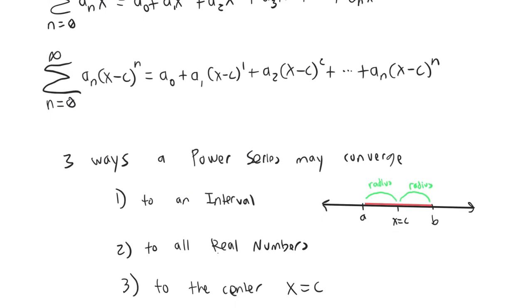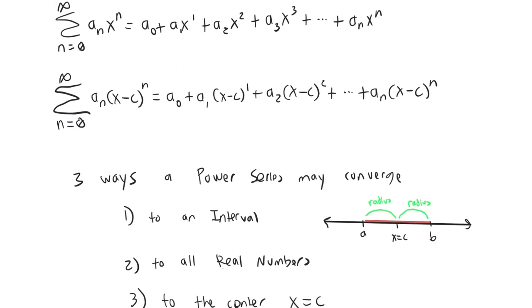The first way is that the power series might converge to an interval. In other words, there's going to be a range of x values such that if you were to substitute x back in, it would result in a power series that converges. So that's the case, and this red line represents that particular interval of x values between a and b that would result in this power series being a series that converges. And x equals c is the center. Once again, c is the center.